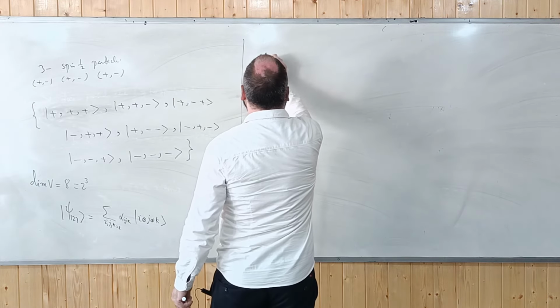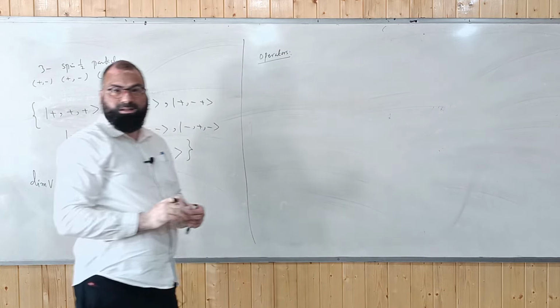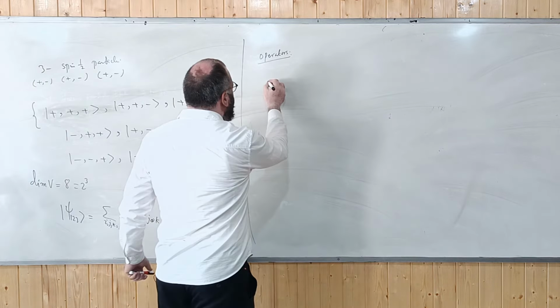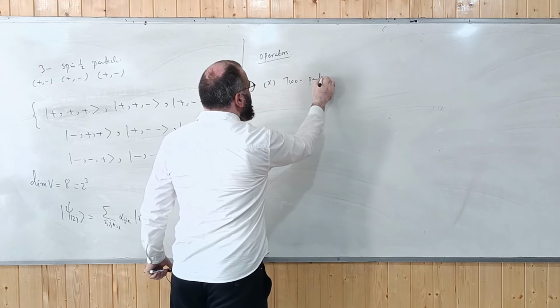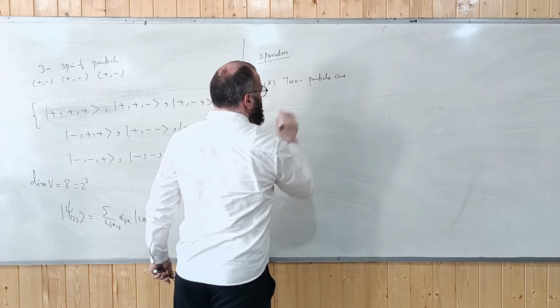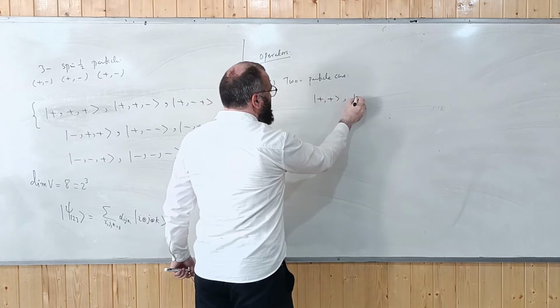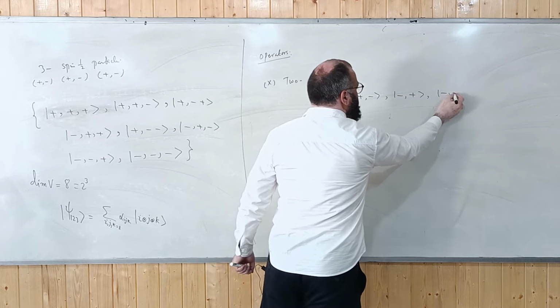Let's look at how we can act operators on these states. Clear? So let's try to figure out. In the 2 particle case, our first example, what are our states? So plus plus, plus minus, minus plus, and minus minus.